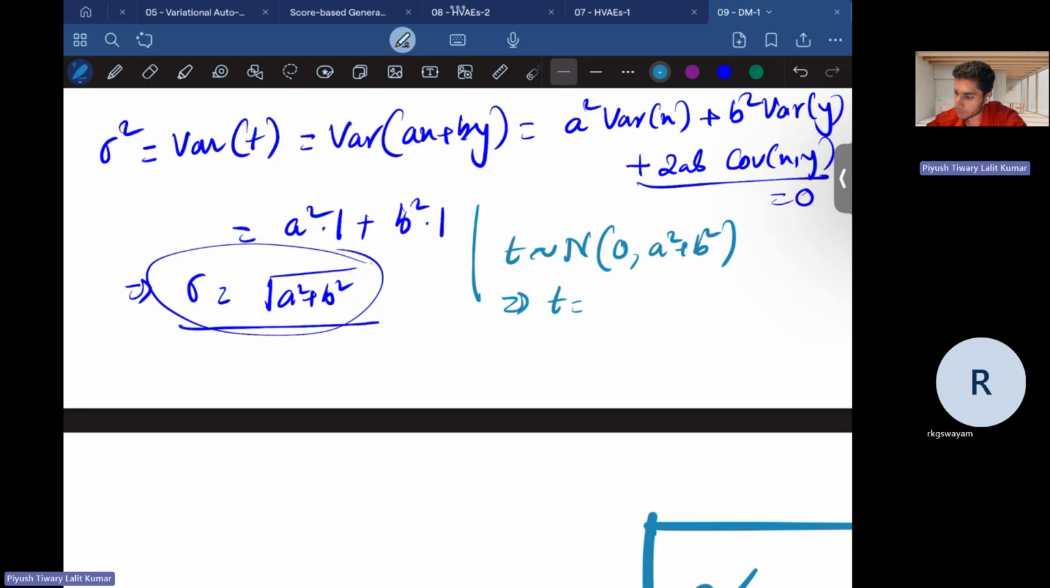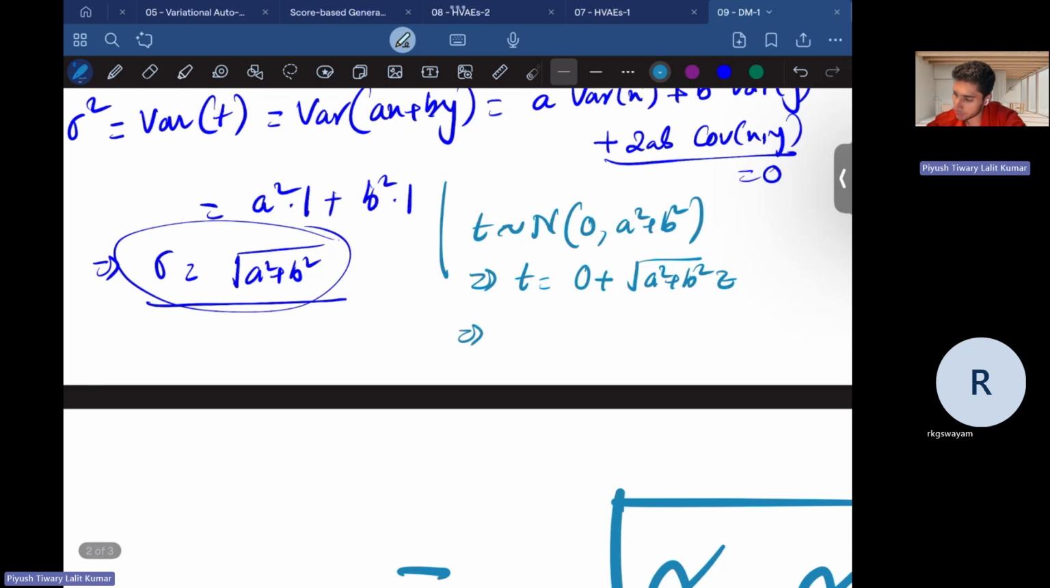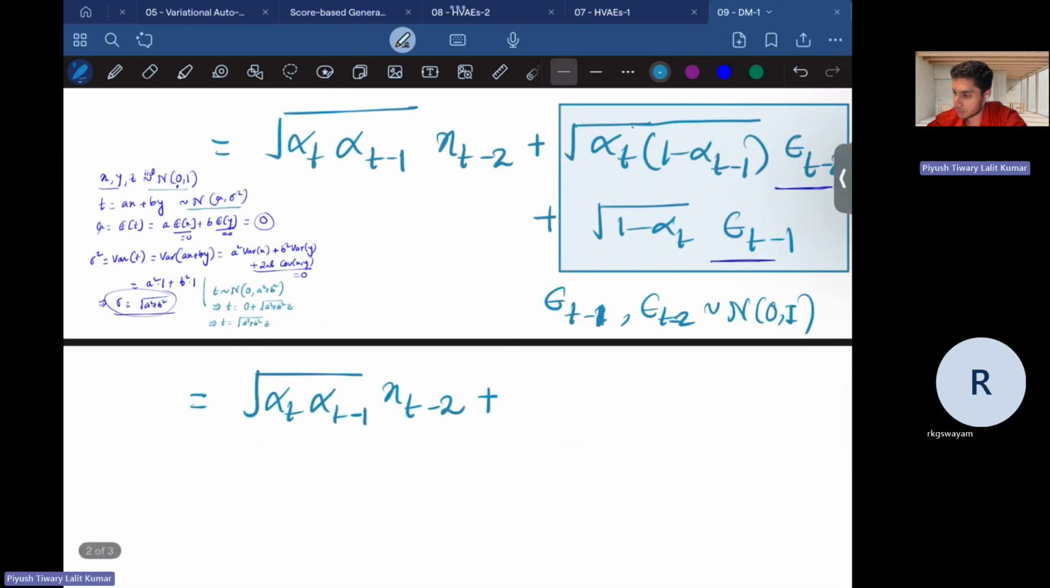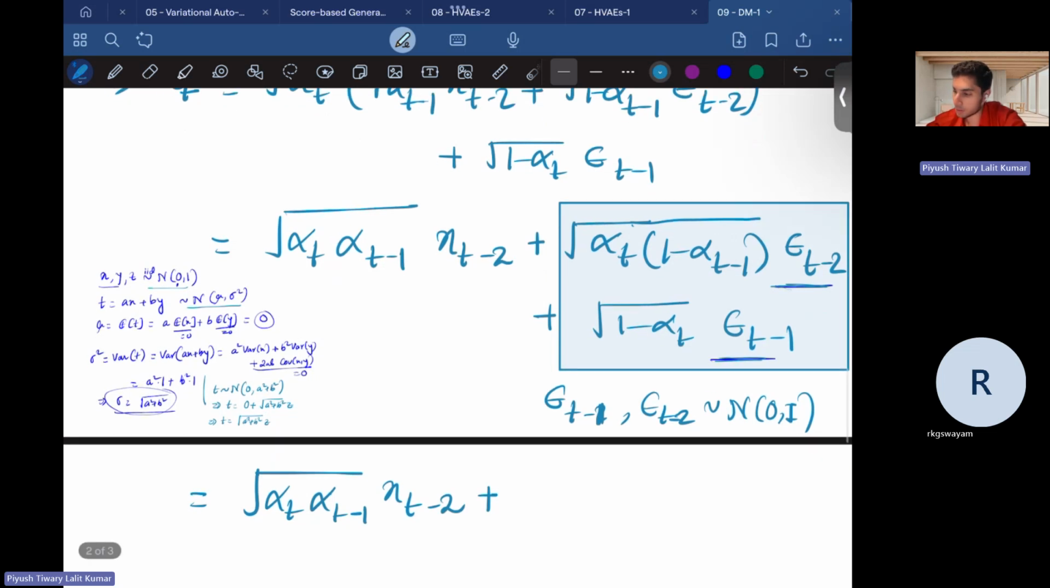What you can do is, so it's zero mean, so zero plus square root of a square plus b square times z, where z is another random zero mean standard Gaussian random variable, right? So this means t is equal to square root of a square plus b square z. I am just using that property here, that there are two Gaussian random variables, epsilon t minus 2, epsilon t minus 1, and both of them are IID. And we have a linear combination of these two.